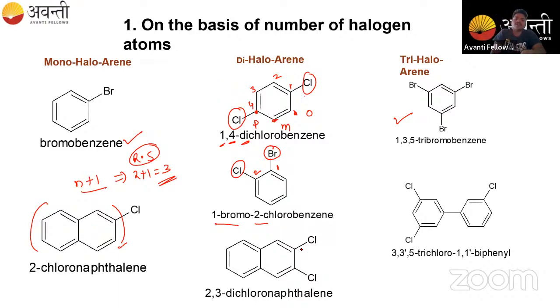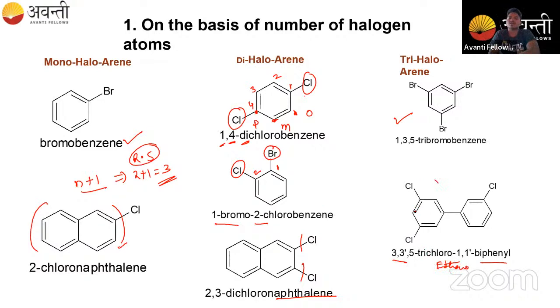And again, you have 2,3-dichloronaphthalene. So this is the naphthalene structure. And again, this is very, very important. Here we have biphenyl compounds: 3,3',5-trichloro-1,1'-biphenyl. Here you should write ethane, actually it was not written, biphenyl ethane.